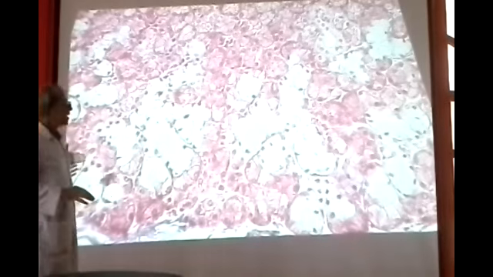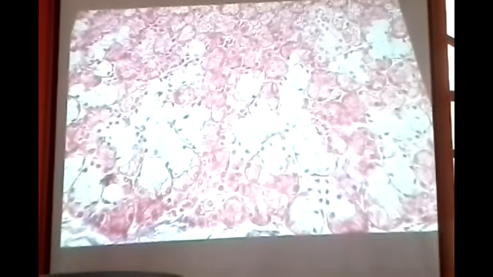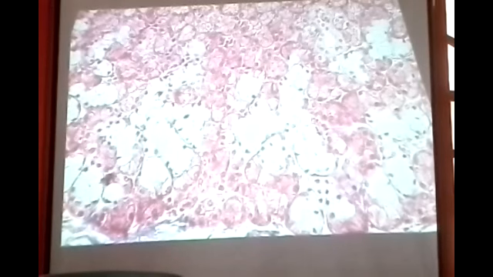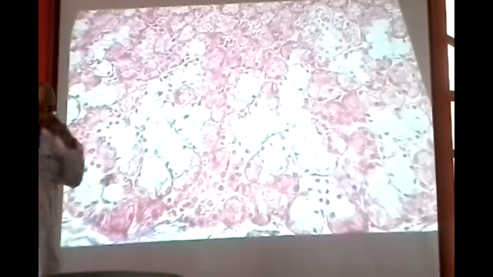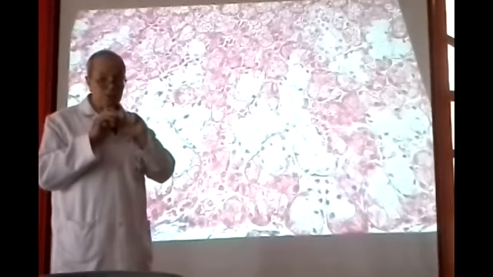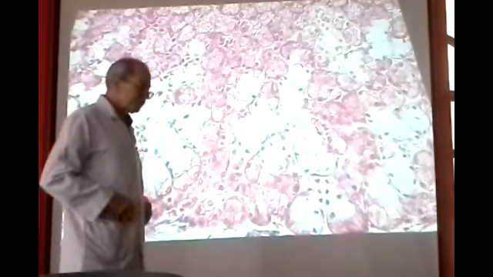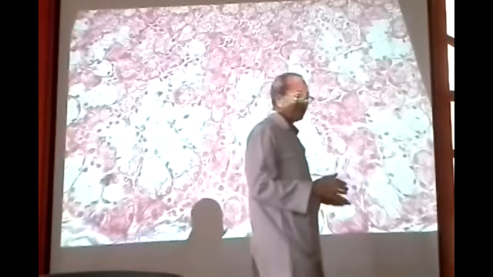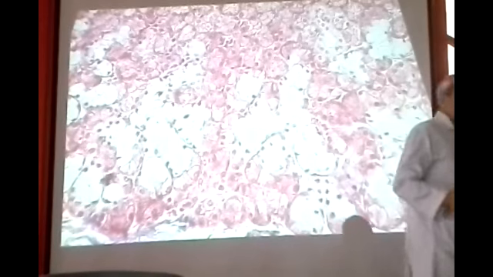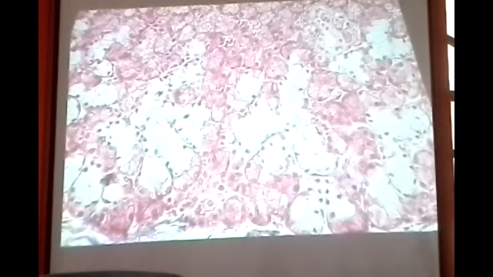As regards the major salivary glands, we have three types: two parotid, two submandibular, and two sublingual. Each one is formed of stroma and parenchyma. What is the stroma? It is the connective tissue. The parenchyma is the secretory units and the duct system.